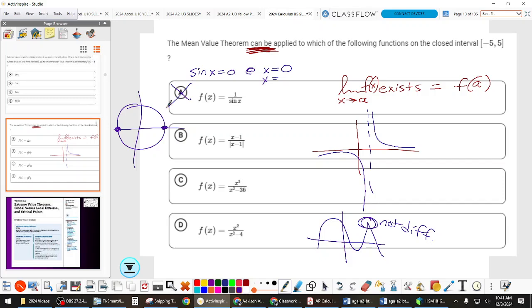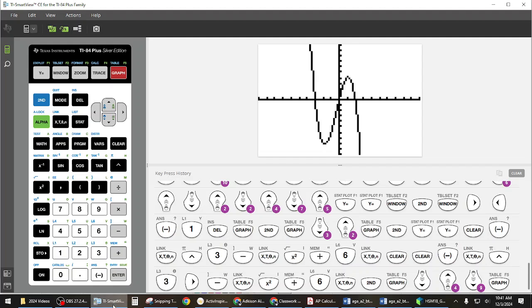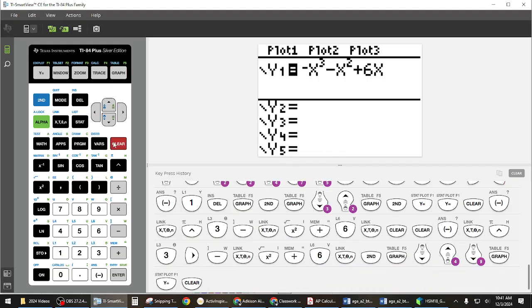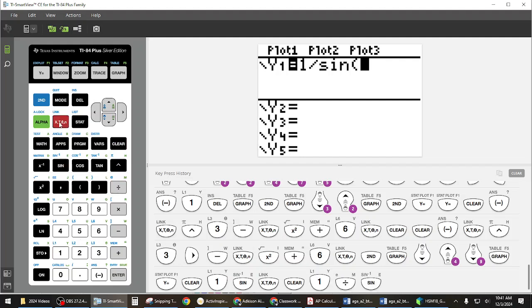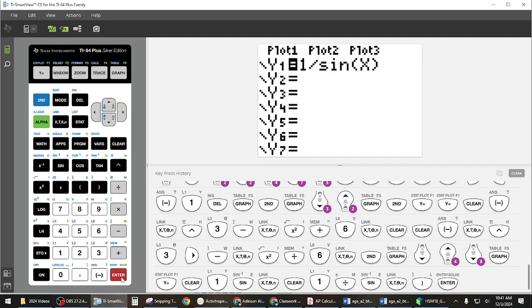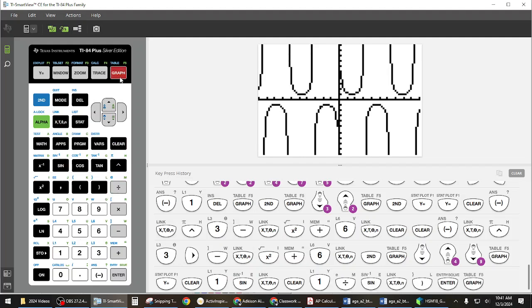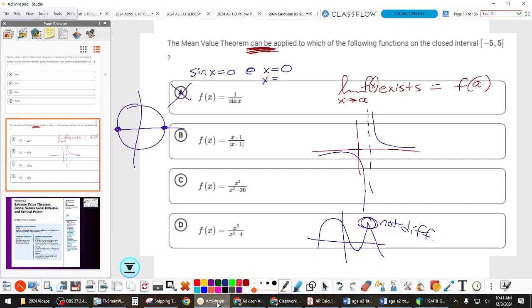Because it's going to have asymptotes there. In fact, we could graph it, just so we know. Not on your test, but just so we know. Oh, I forgot to divide. Hold on. 1 divided by sine of x. Okay, so definitely discontinuous, right? Okay. How about this one?